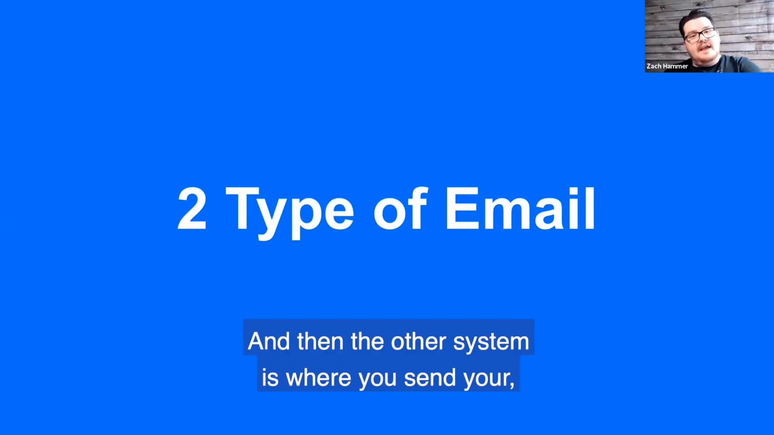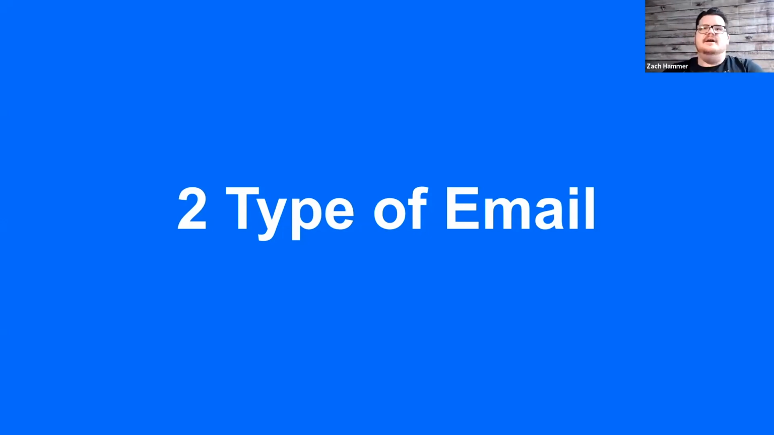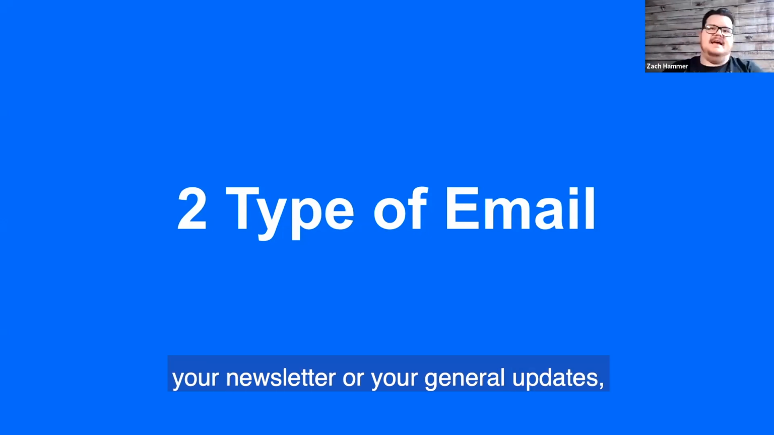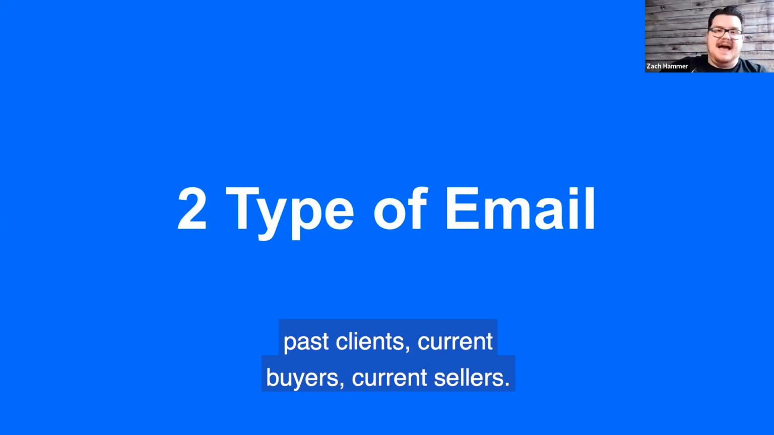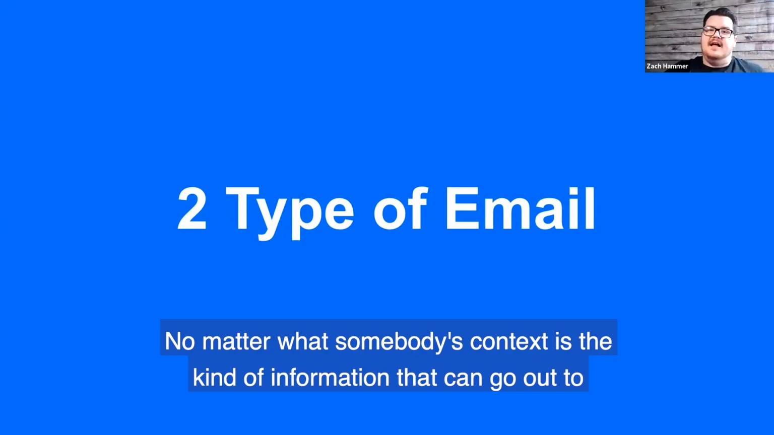And then the other system is where you send your newsletter or your general updates, the things that are safe and good to go out to everybody: friends, family, past clients, current buyers, current sellers. No matter what somebody's context is, the kind of information that can go out to everybody.